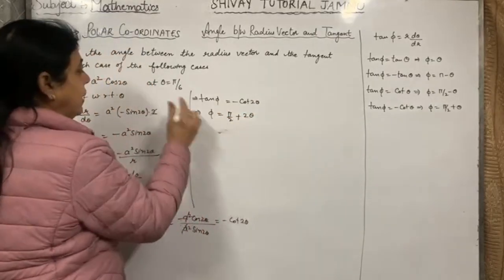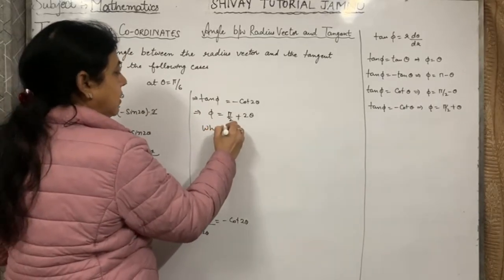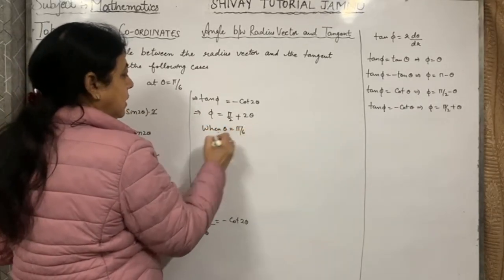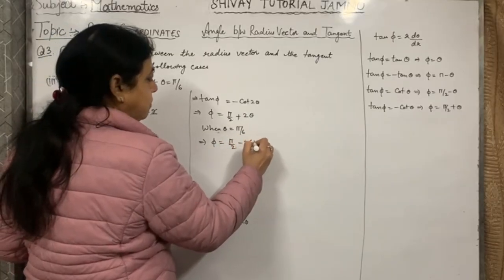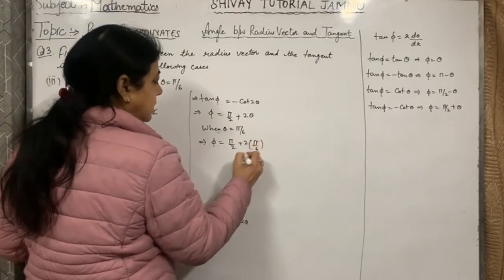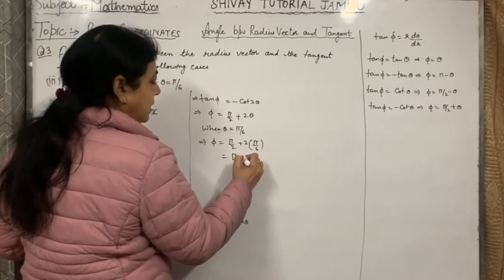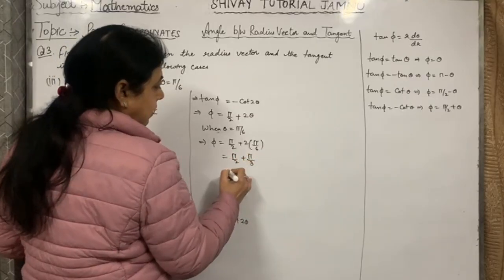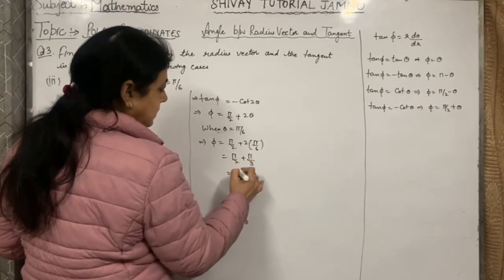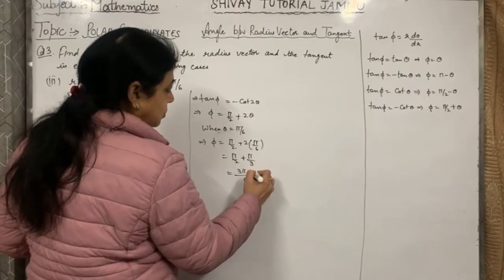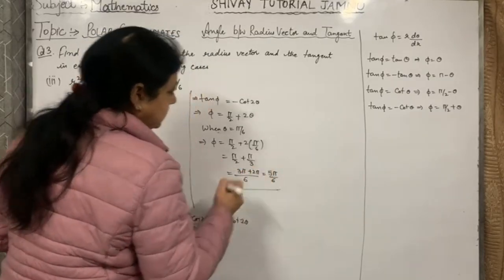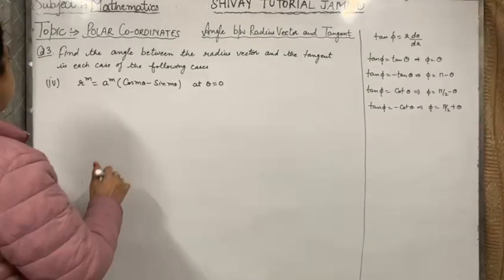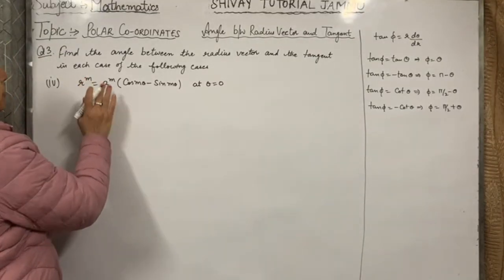Given that theta is pi by 6, phi will be pi by 2 plus twice pi by 6. That is pi by 2 plus pi by 3. Clear? We will get 3 pi plus 2 pi over 6, and the angle is 5 pi by 6. This is the answer.